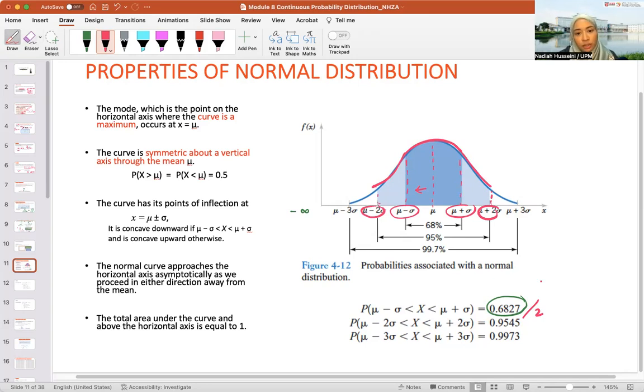So if you wanted to know the value for this part, how would you do it? First of all, divide it by 2 and then subtract whatever you get over here. Okay, we're going to do exercises later on. Don't worry about that. And then from here to here is 0.9973. So here, you know that this is not 1. So where does the 1 come from? It comes from approaching infinity asymptotically. Okay, so that gives you the 1.